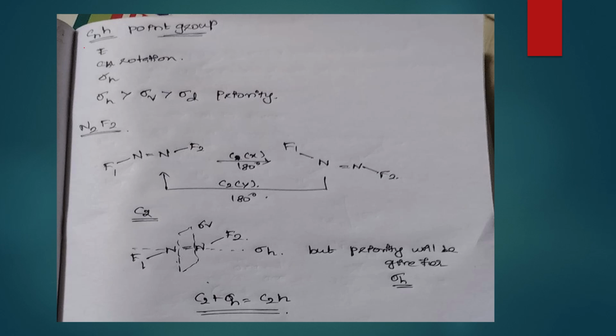Next, we look at the Cnh point group. In the Cnh point group, it has identity E, the Cn rotation and the sigma plane. From the name only we can identify the h, so sigma h plane only. Suppose the molecule has all three planes, sigma h, sigma v and sigma d. We give the priority to sigma h, because sigma h is the first priority plane of symmetry.